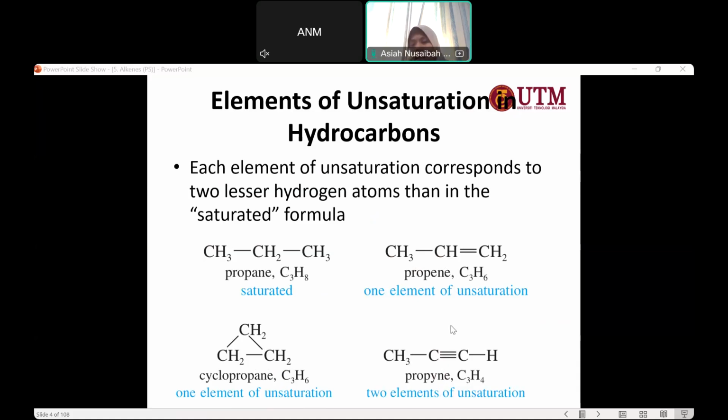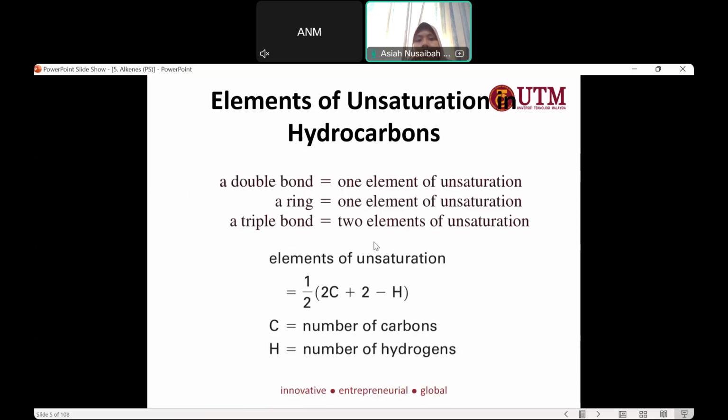So one element of unsaturation means it has 2 fewer hydrogen as compared to the saturated compound. 2 elements of unsaturation means it has 2 sets of 2 fewer hydrogen as compared to the saturated compound. So that's the meaning. Right. Let's move on. So here we have understood that a double bond represents one element of unsaturation, a ring represents one element of unsaturation, and a triple bond represents 2 elements of unsaturation.